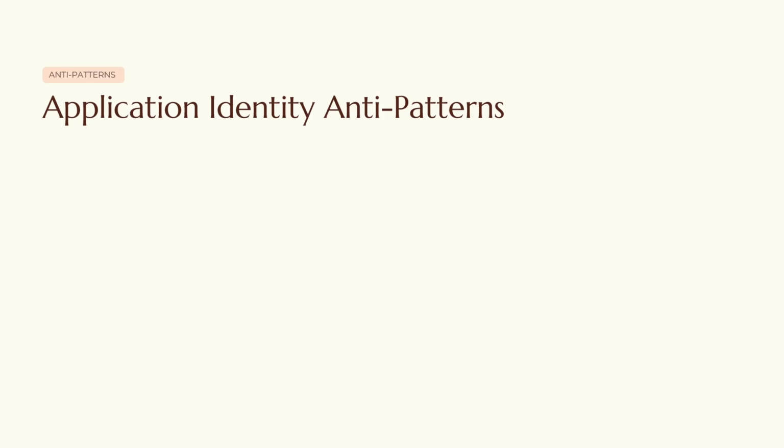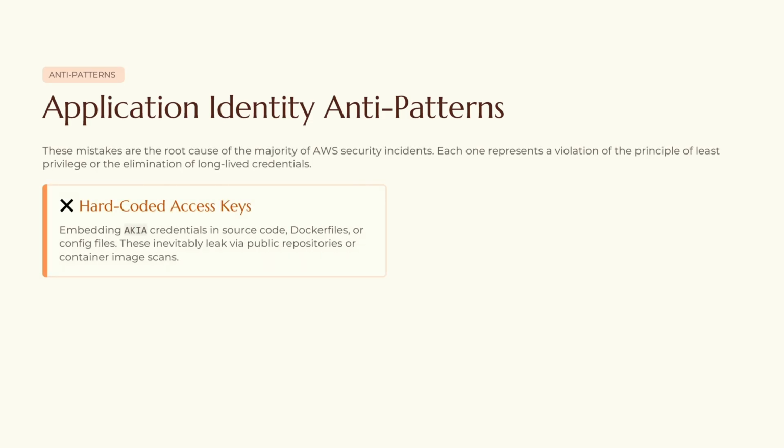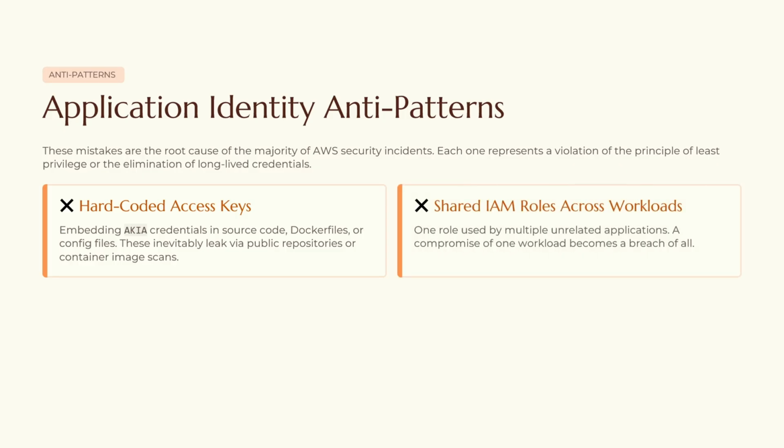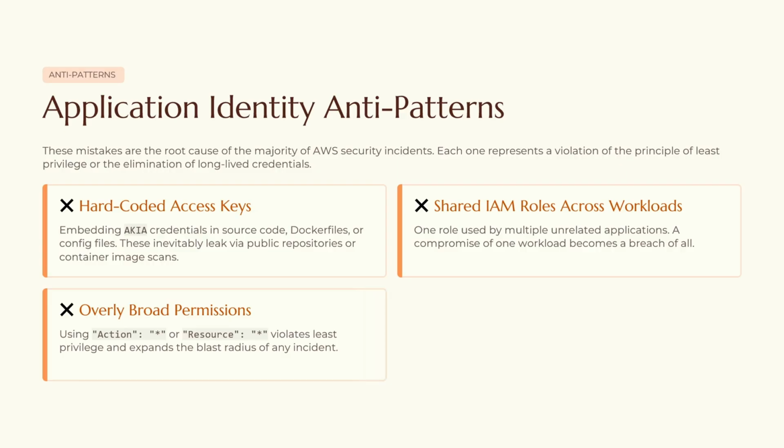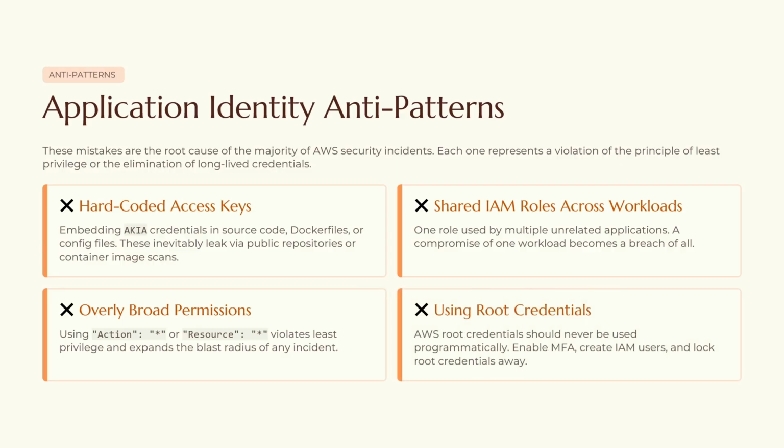Let's review some common mistakes that every cloud engineer should avoid. Never hard-code AWS access keys inside your application. Never share the same IAM role across unrelated workloads. Avoid granting permissions that are broader than necessary. And never use the AWS root account for applications. Instead, follow the principle of least privilege. Give every workload only the permissions it actually needs and nothing more. Small security decisions like these make a huge difference in production environments.